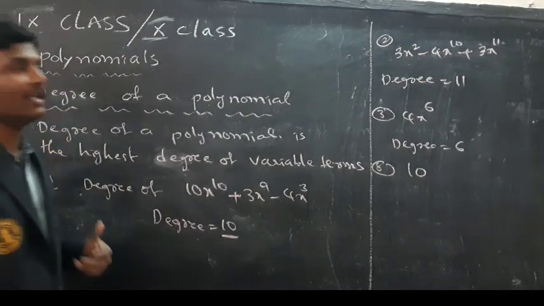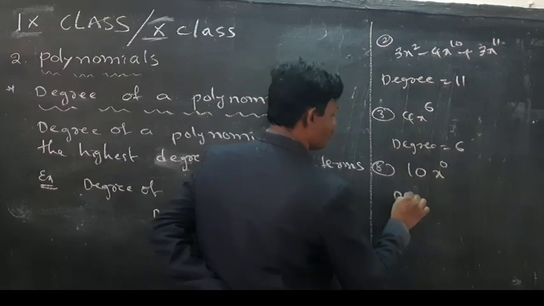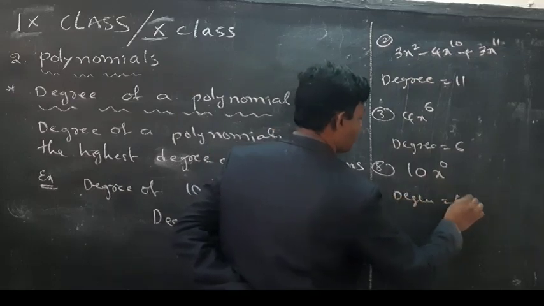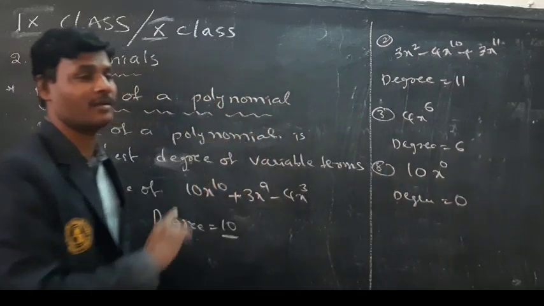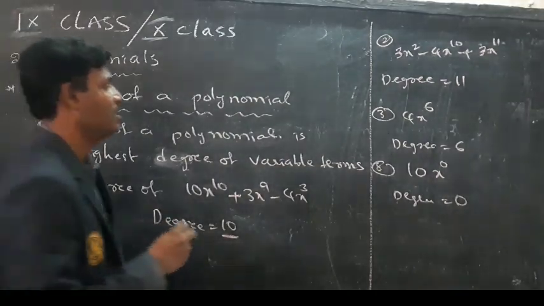Here the variable is not there. So variable not there means we can write it as x power 0. So degree is equal to 0. 10 means a constant term. The degree of a constant term is always 0.